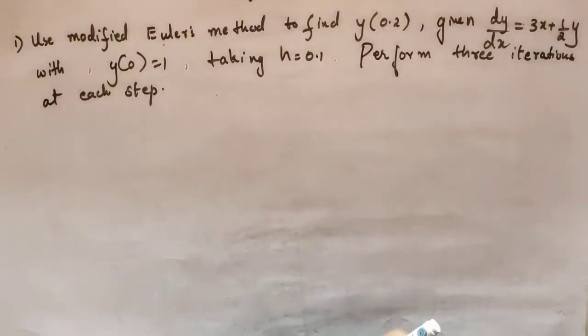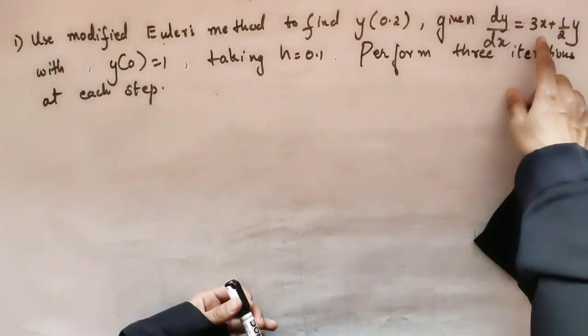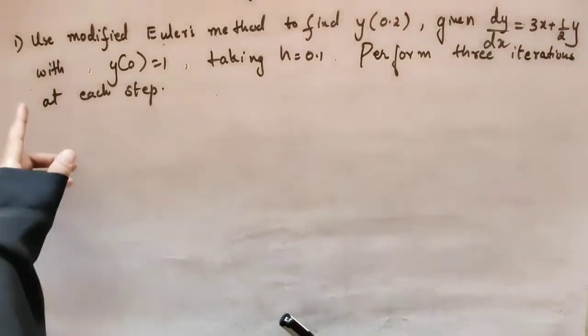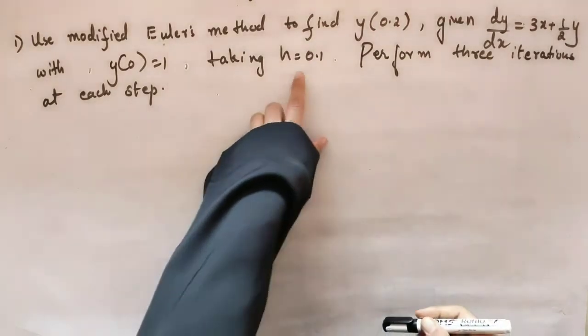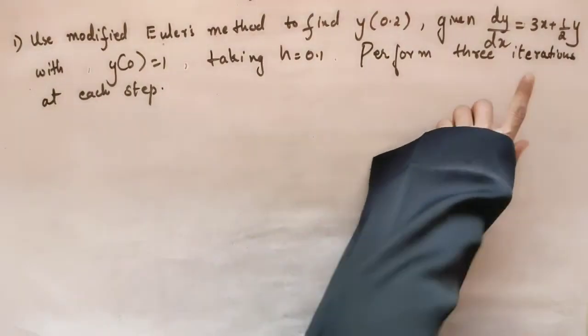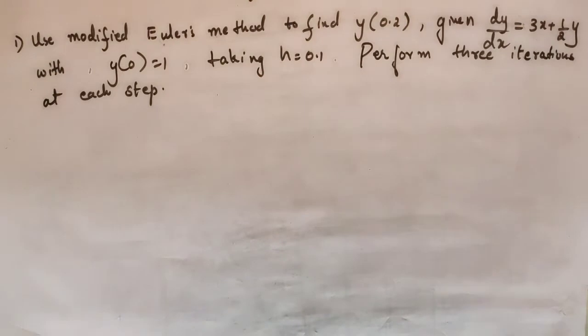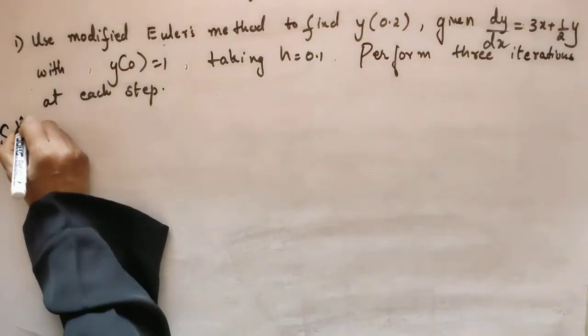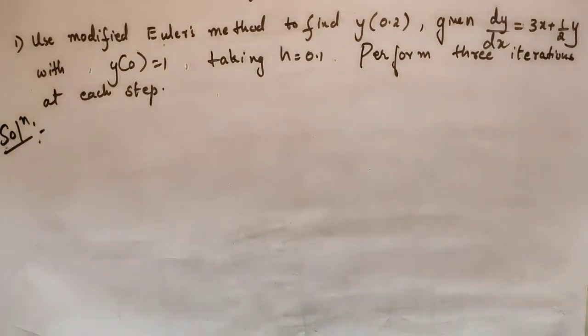So here is one problem for you. Use modified Euler's method to find y of 0.2, given dy by dx is equal to 3x plus half y, with y of 0 is equal to 1, taking h is equal to 0.1. Perform 3 iterations in each step. Now let's see how to solve this problem. All of you take pen and paper and start working on the problem with me.